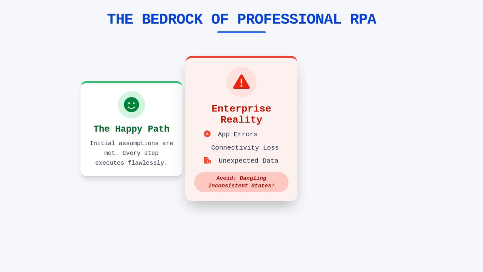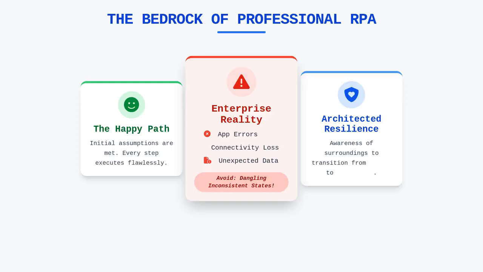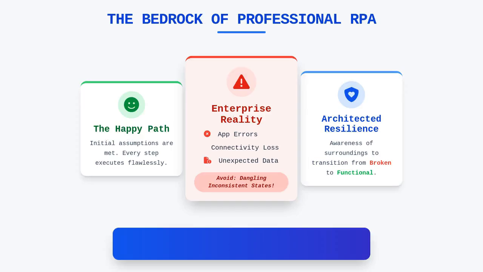When this happens, we must avoid the temptation to let the process simply fail and terminate, as this leaves the system in a dangling, inconsistent state. Instead, we architect our Blue Prism processes to act as if they are aware of their surroundings, identifying failures the moment they occur and gracefully managing the transition between a broken state and a functional one. This is exactly why the recover and resume combination is the bedrock of professional-grade robotic process automation.